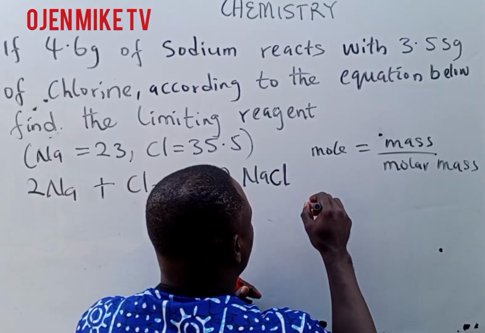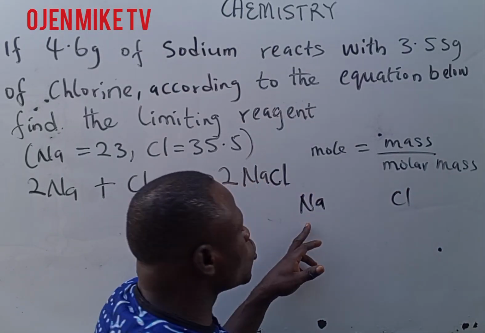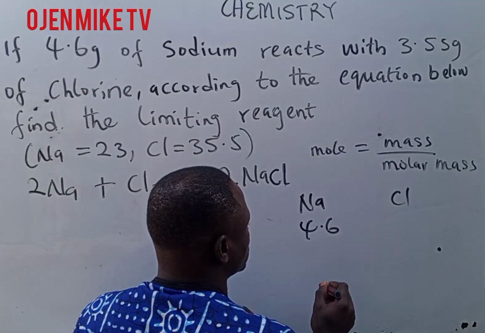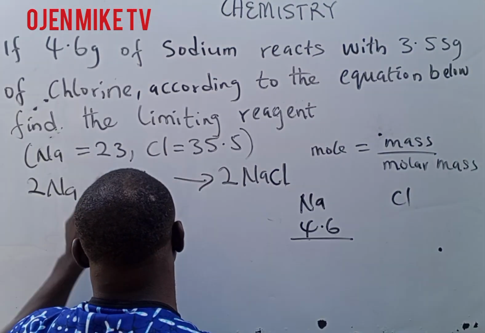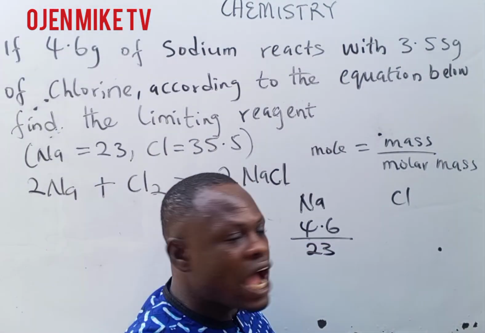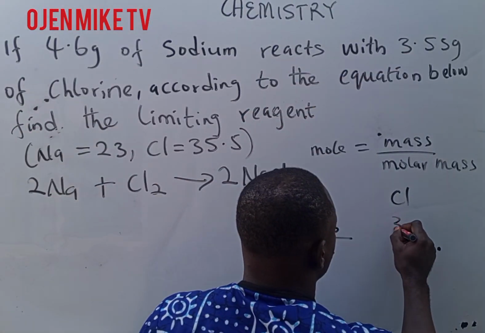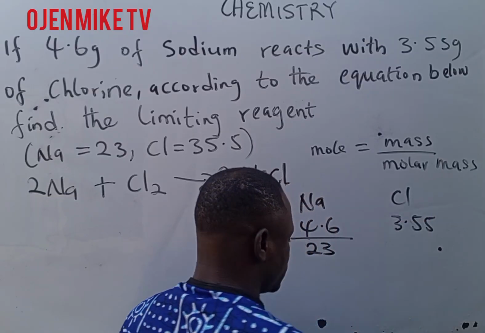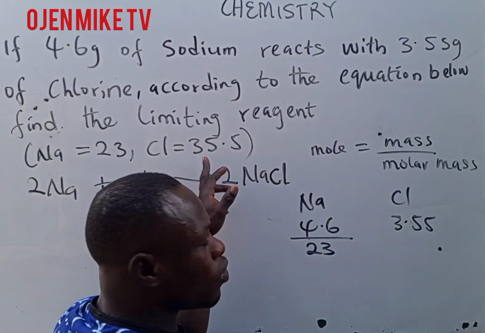So now we see this is sodium and this is chlorine. What's the mass of sodium? 4.6. Divide by the molar mass of sodium, which is 23. Chlorine here has a mass of 3.55. Are you following? 3.55 divided by the molar mass of what?